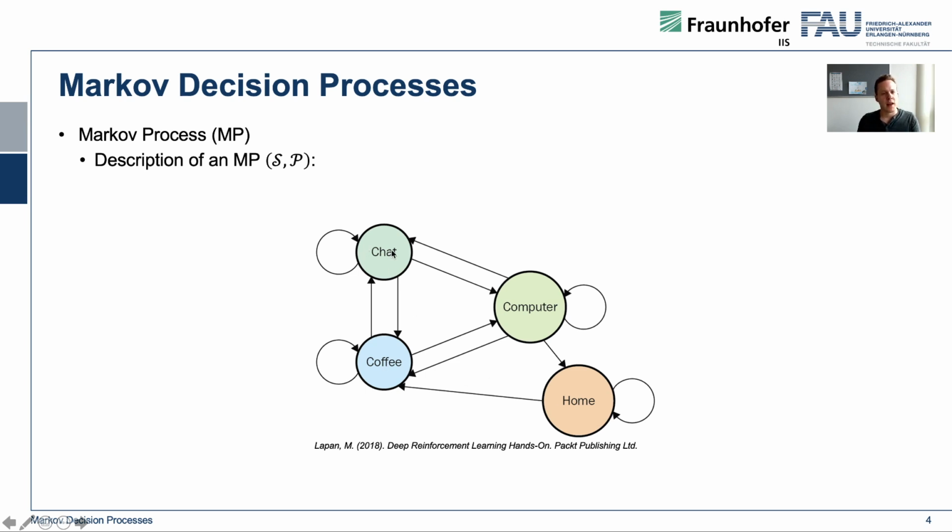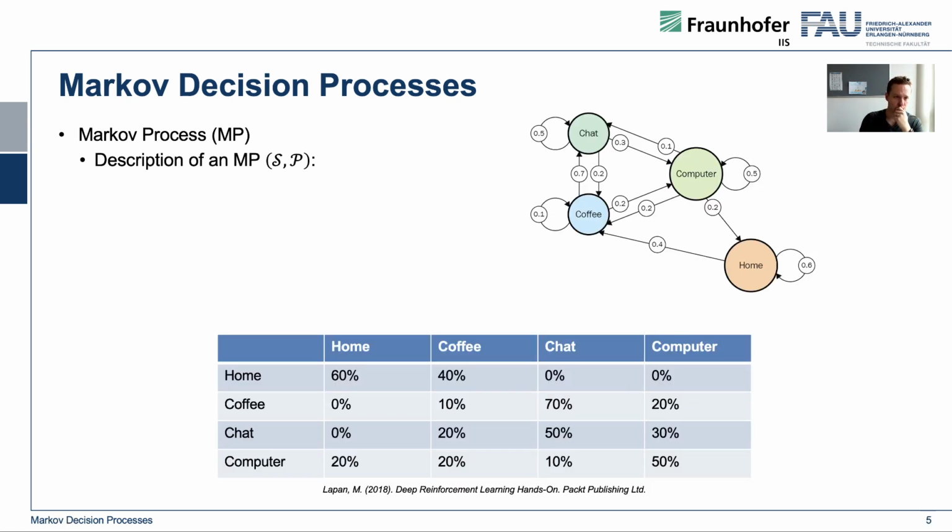The states are defined by the nodes, and you can transit between different nodes through edges. So the nodes are somehow connected. Not all of them might be connected. So to go from home to chat, you need to first go to the computer or to the coffee to actually go into chat mode. So you have nodes which are representing your states, and the edges represent transitions between those states.